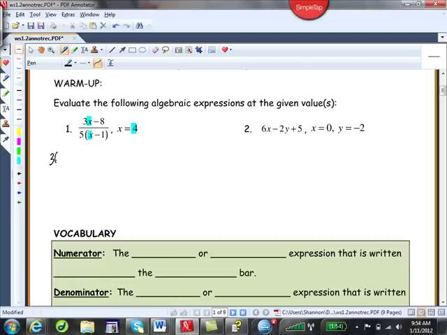We'll have 3 times 4 minus 8 all over 5 times 4 minus 1. And again, this is where the x's were before. And here we need to multiply first, so we'll get 12 minus 8, all divided by 5 times 3. And this will yield a result of 4 over 15. And we're all done. Put our happy box around our answer.